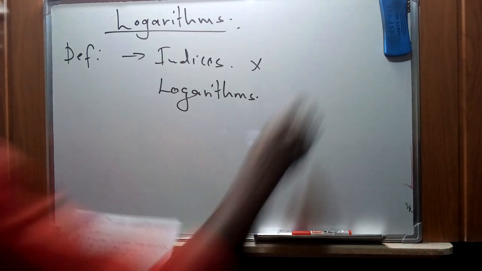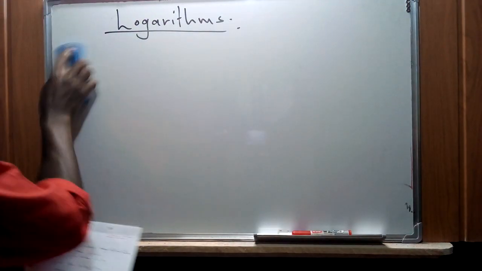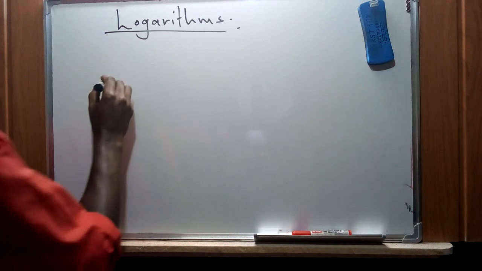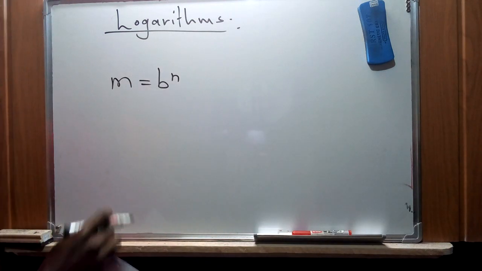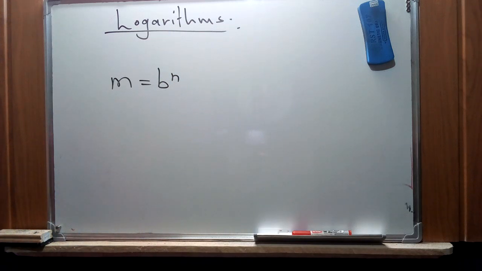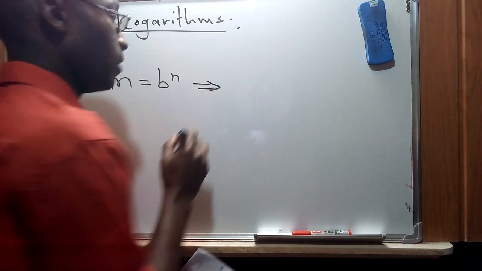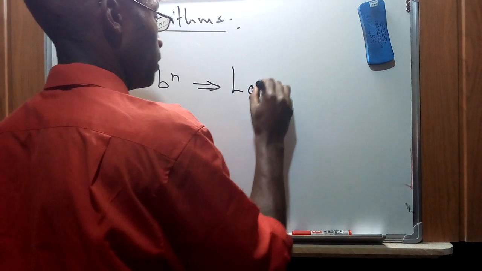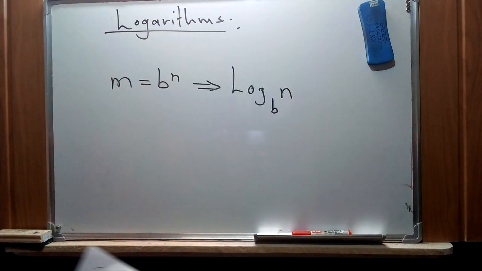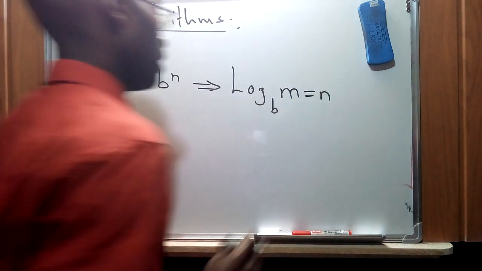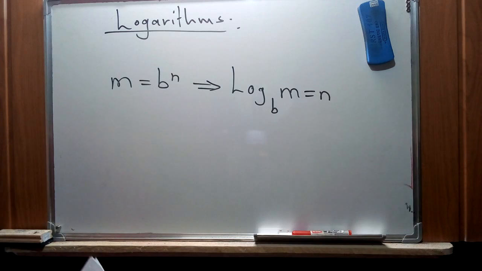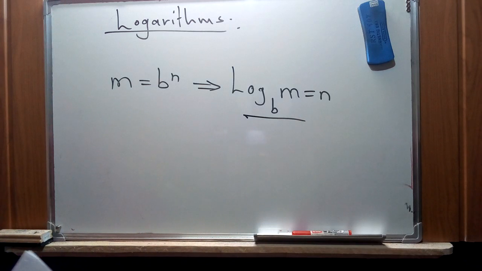And suppose we have an index, or a function, that is given as m, which is a product of an exponent, which is b raised to power n. This is an exponential equation, and therefore we can write this as a logarithm by stating that it's log to base b of m, which is equal to n. So this relationship that exists between logarithms and indices can be stated as the log of m to base b is equal to n.